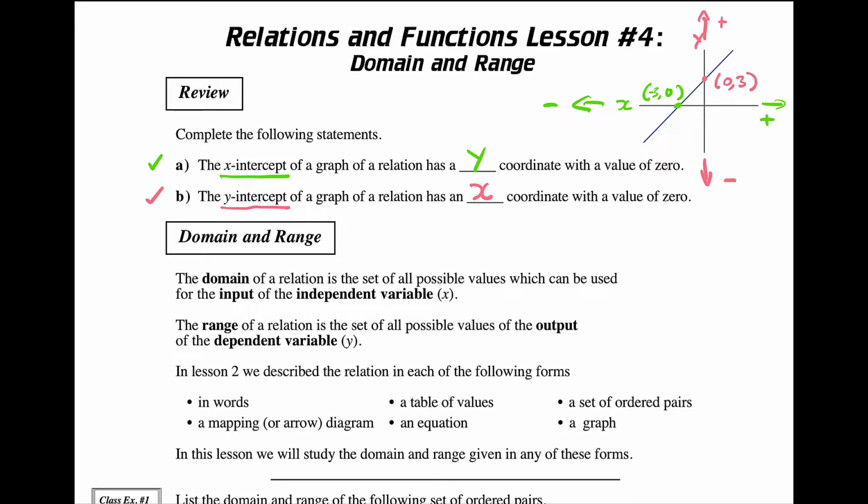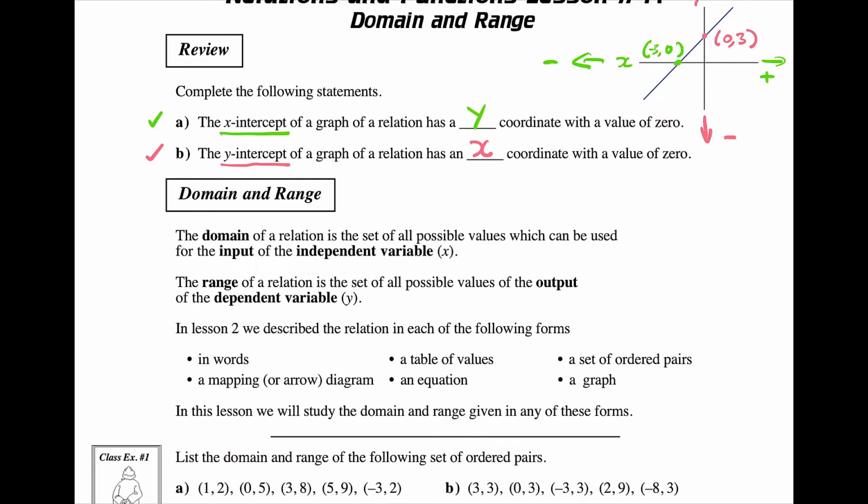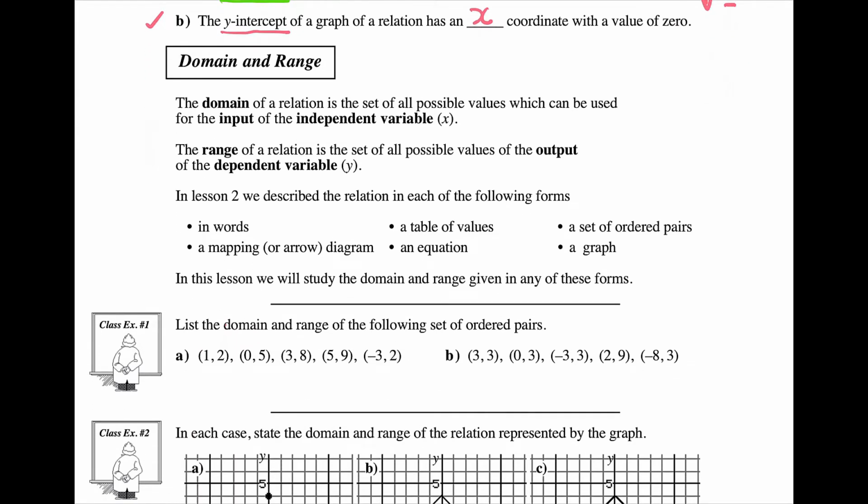So domain and range, they're just another way of saying basically x and y. So it says right here that the domain is the input. We also call that the independent variable, and it's all the values of x. And the range, it is the output. We also call that the dependent variable, and it's all the values of y.